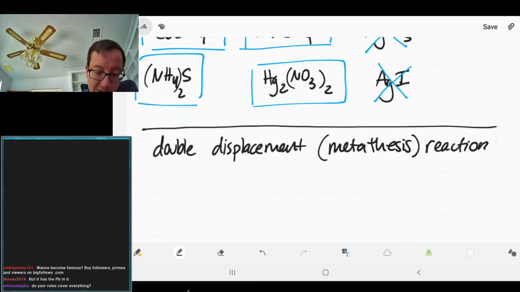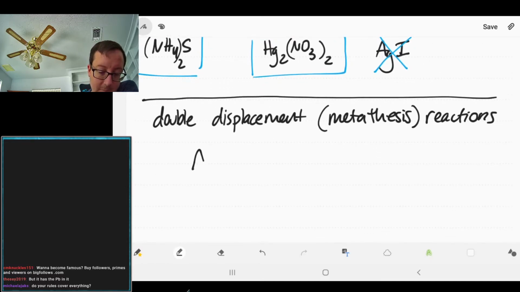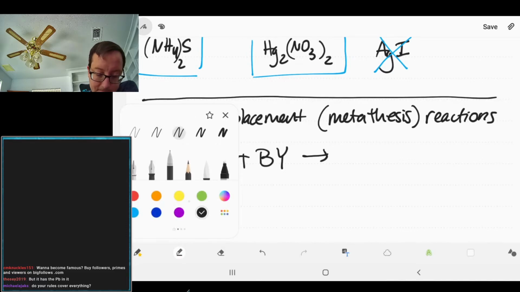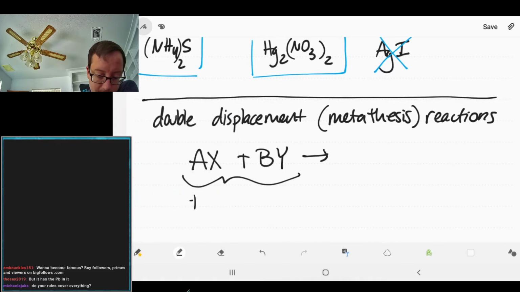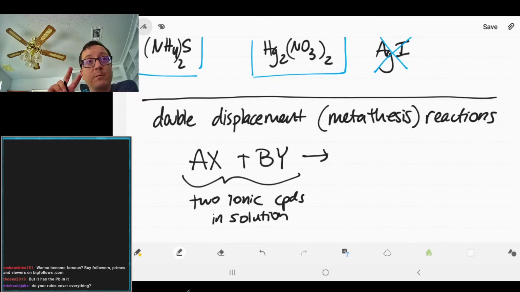Which are called double displacement reactions. Also known as metathesis reactions, but that's a less common word. Double displacement works just fine. Double displacement reactions are essentially combining two ionic compounds that are in solution, and we end up switching their partners.